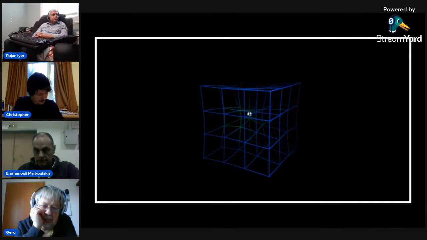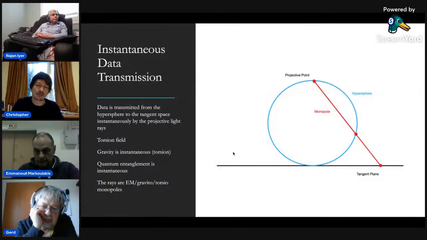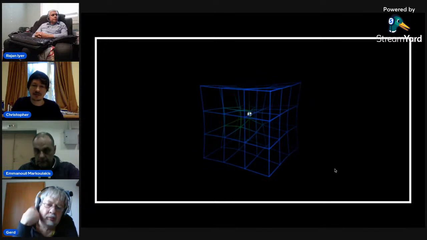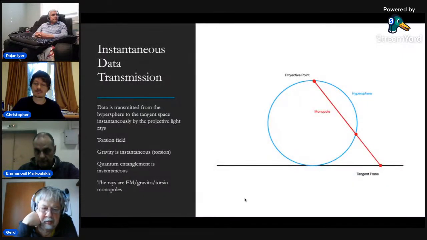This is supposed to be an animation, but it's not working. Oh, there we go. So we get a better understanding of the instantaneous nature of gravity from that animation, I think. We'll move on anyway, because it's not really functioning very well.